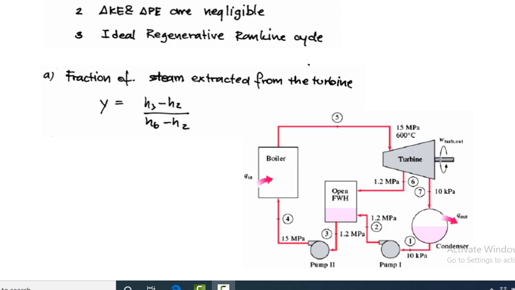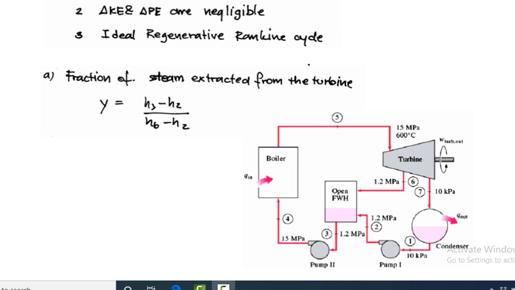You have to find it using this formula. Look at the diagram: this is the third section. This is point 2, this is point 6, this is point 3. This is the area in which you have to find the fraction of steam. That is the turbine outlet, the condenser outlet and the feed water inlet, and this is the turbine inlet, condenser inlet and open feed water heater outlet.